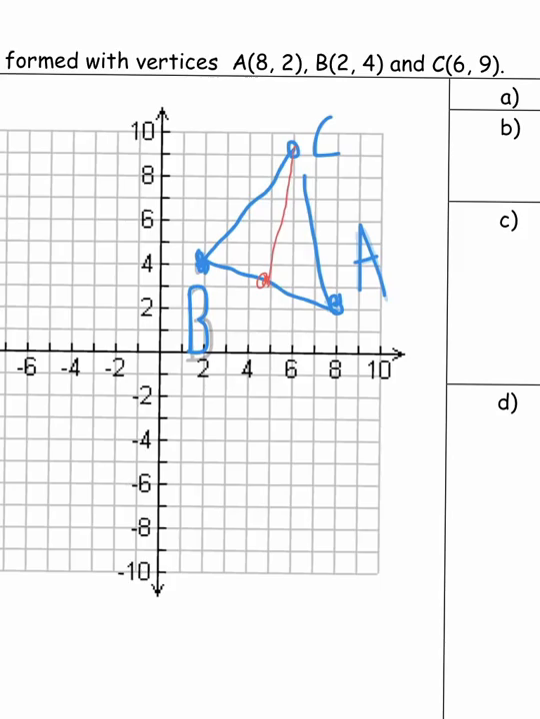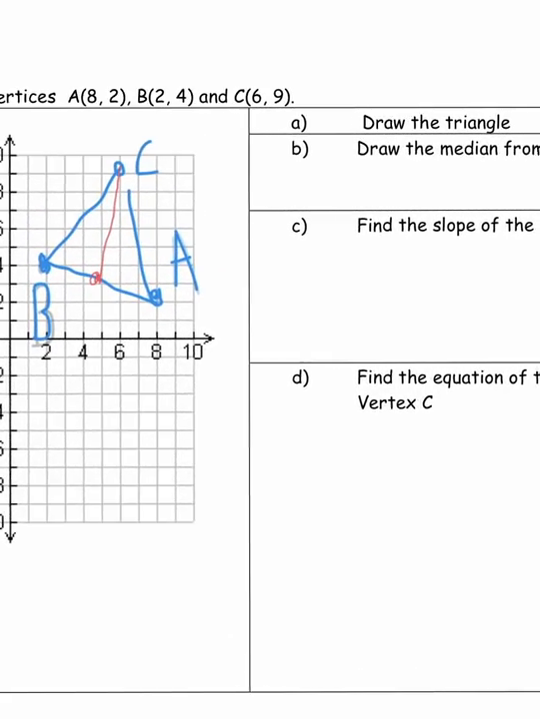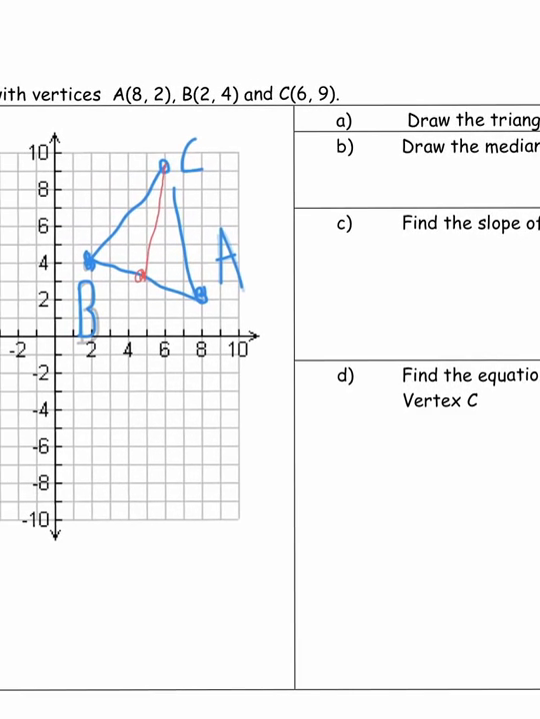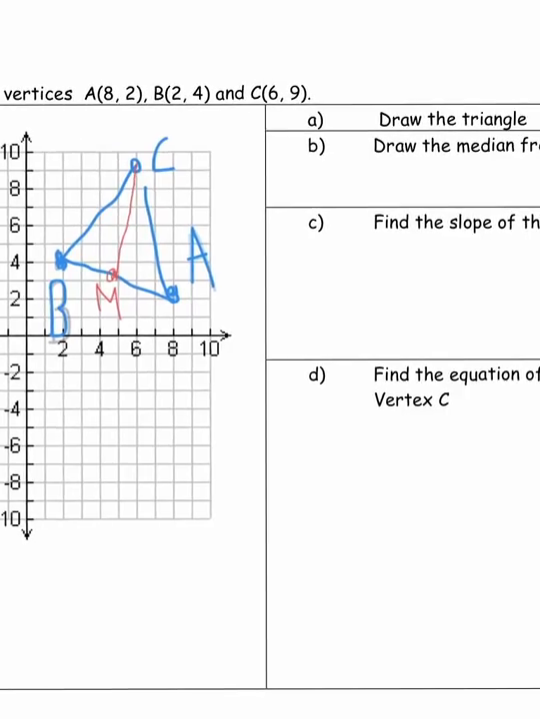So first thing we're going to do here is draw the median in from vertex C, and we're then going to find the midpoint of AB, which let's just call M. Okay, so using the coordinates, we know how to do that. We're going to take the average of the x coordinates of A and B, so 8 plus 2 divided by 2 is 5. And then we're going to take the y coordinates, 2 plus 4 is 6, divided by 2 is 3.